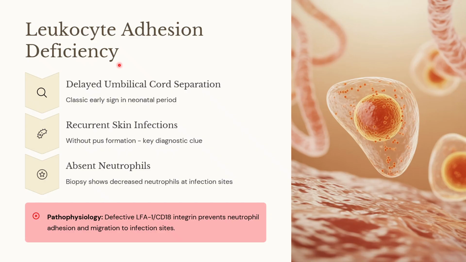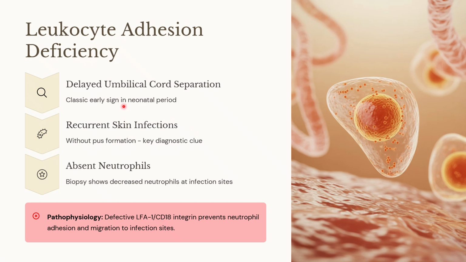So what are the characteristics? There will be absent neutrophils. When a biopsy is done at the infection sites, it will show absent or decreased neutrophils. What about the skin infections? There will be infection without any pus formation, because pus per se is leukocytes, right? So there can be infection but without any pus formation.